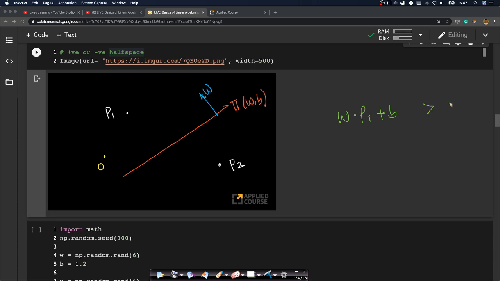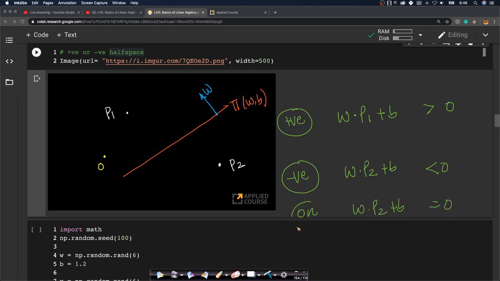If this is greater than 0, then it is in the positive half space. If W dot P2 plus B is less than 0, it is in the negative half space. If it is exactly equal to 0, it is on the hyperplane.